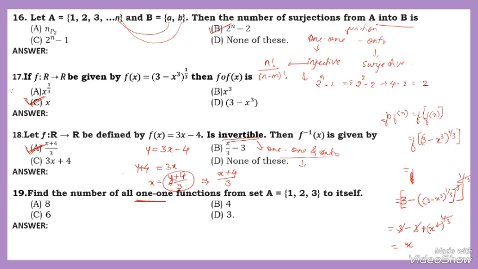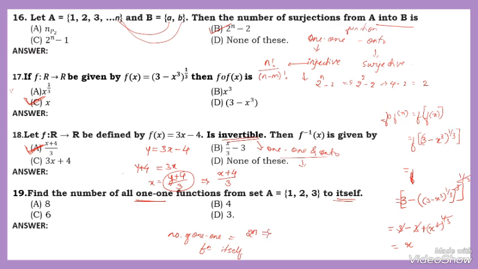There, set A contains a different number of elements and set B contains a different number of elements. But in question number 19, the word is 'itself', which means the number of one-one functions is n factorial. The rule is the number of one-one functions from a set to itself. Here n means the number of elements present in set A.